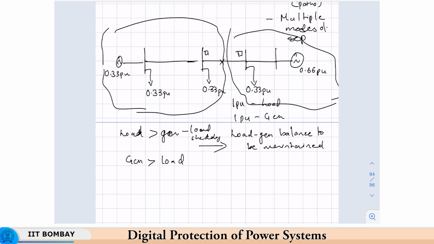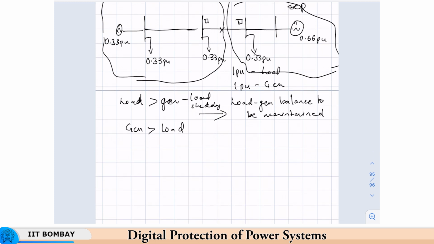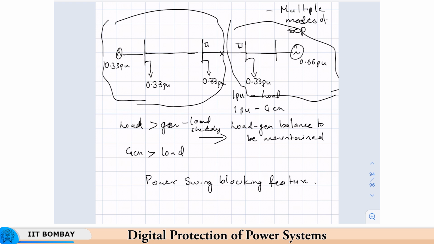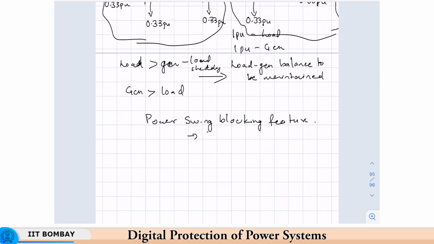So, these two relays have to be blocked. So, what is known as the power swing blocking feature. Now, as we said, it needs to be blocked for stable swings as well as for unstable swings. Stable swings, because the system is going to recover. If you trip, there is no point.